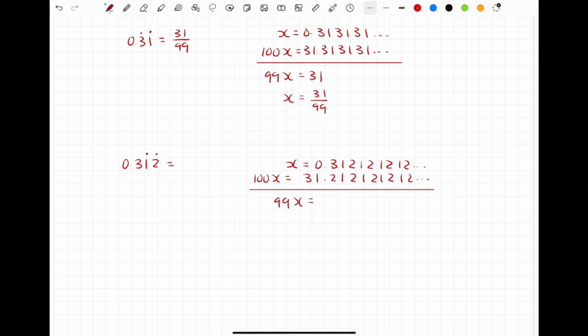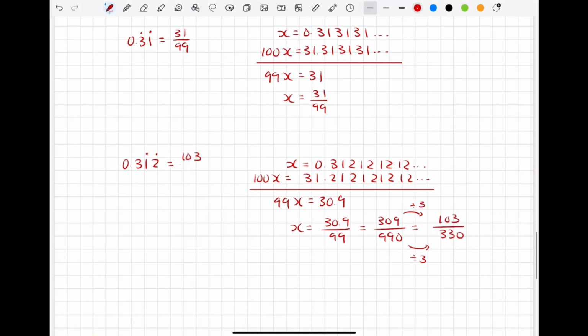So 99x is going to be 31.2 subtract 0.3. And that gives us 30.9. x is 30.9 over 99, which is 309 over 990. To simplify this fraction, we can divide numerator and denominator by 3, and that gives us 103 over 330.